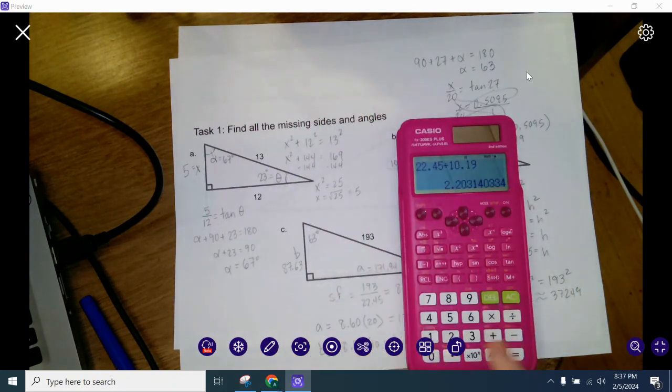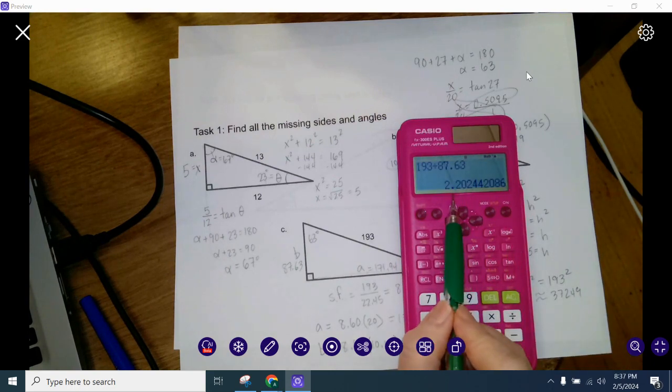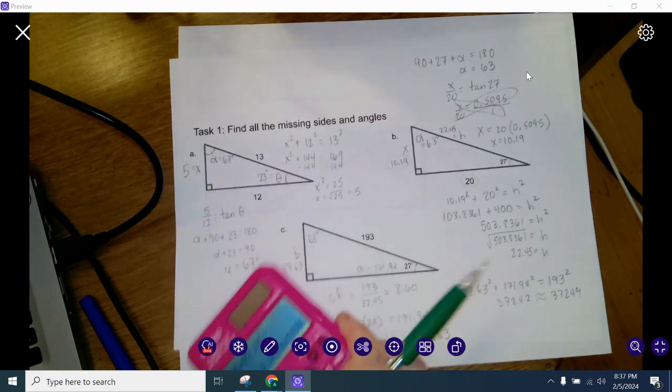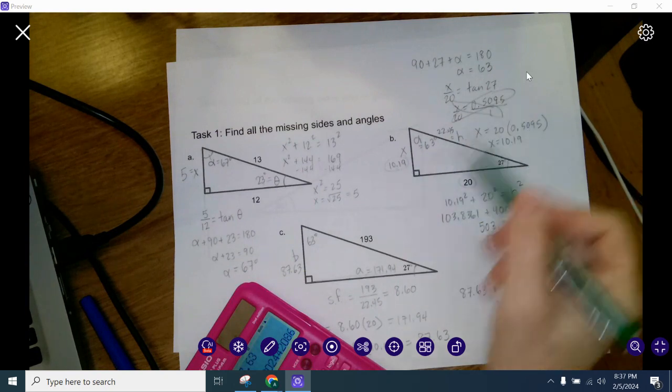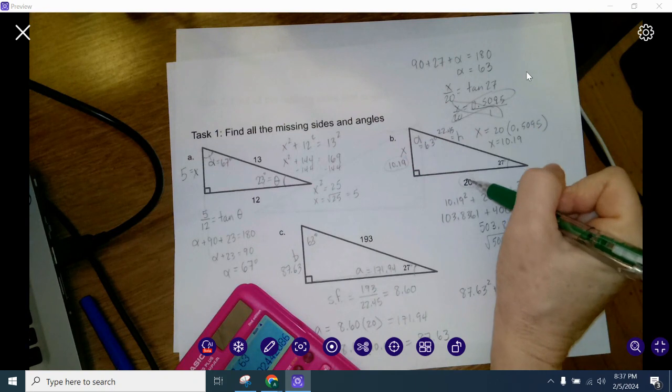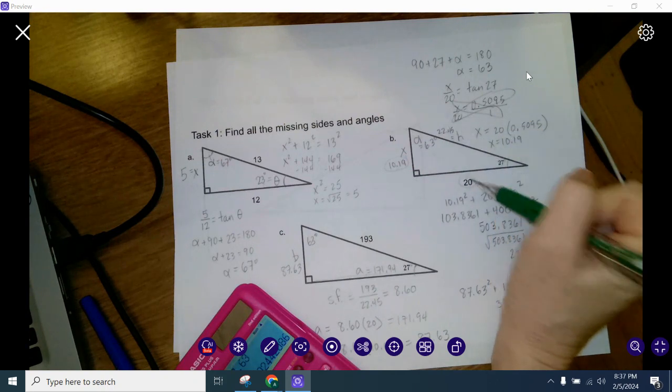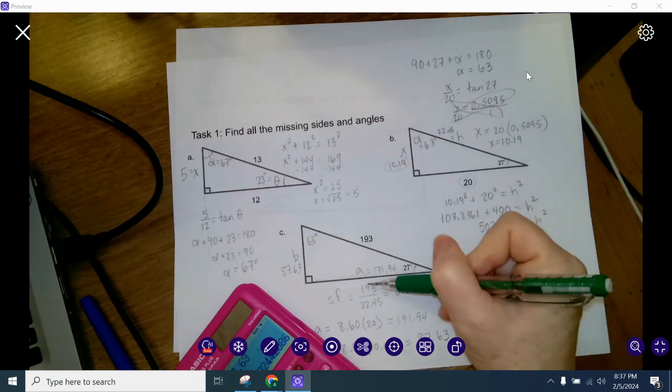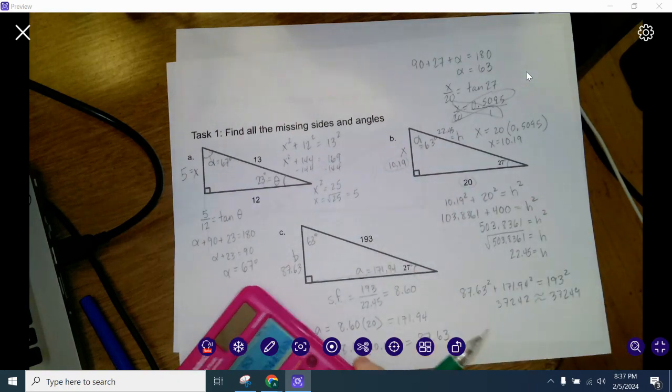What if I do that here? 193 divided by 87.63. Aha, I also get 2.2. So the ratio of these two sides is the same as the ratio of these two sides. And I bet if I do the ratio of these two sides, it'll be the same as the ratio of these two sides. So we can check that out.